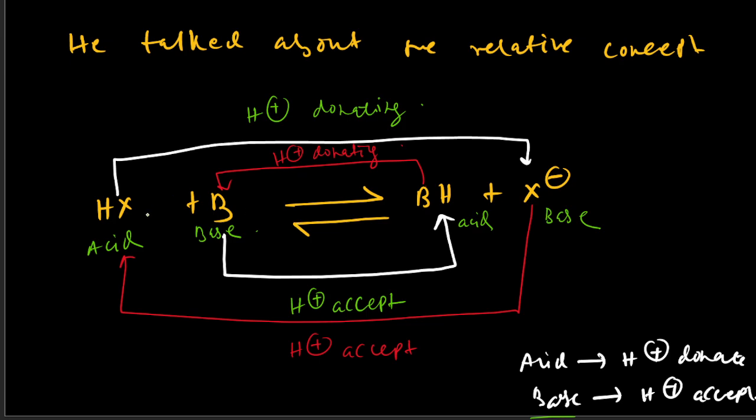So he says that in the forward reaction this is acid and this is base, and in the backward reaction this is acid and this is base. So for this acid HX, this is its conjugate base, and for this base, this is its conjugate acid. So he talked that if acid is there, then it must have a conjugate base.